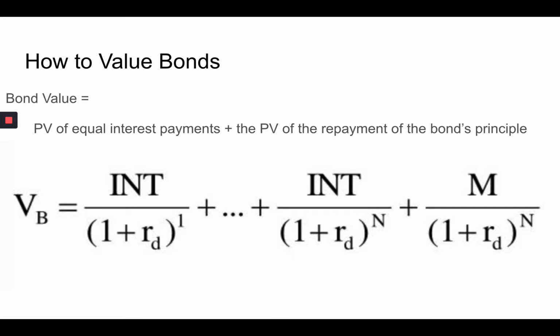Essentially, I like to break this down into words before I go into the math, but the bond value is the present value of equal interest payments plus the present value of the repayment of the bond's principal. If any of you are confused about present value, please watch my NPV explained video.